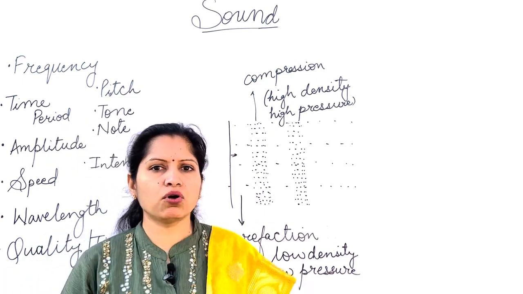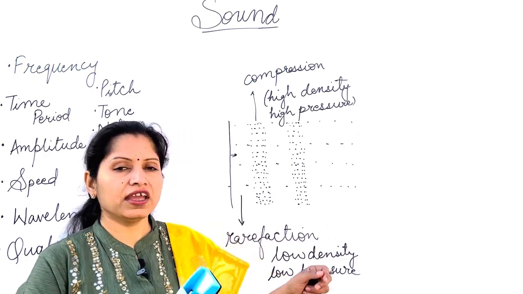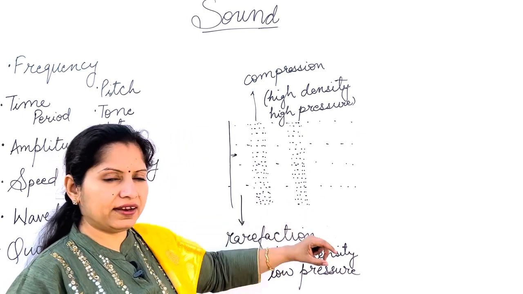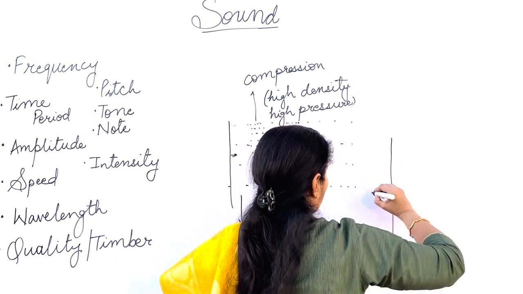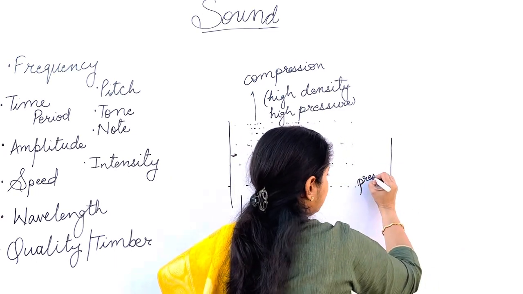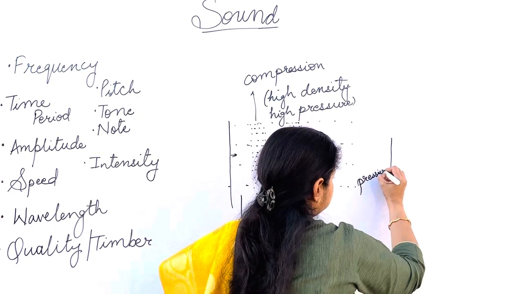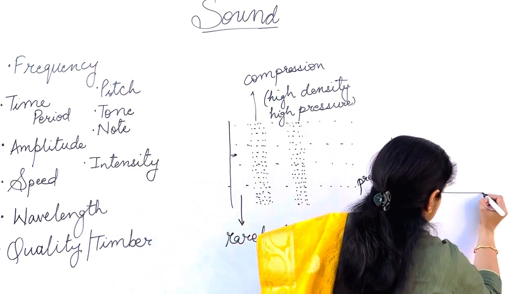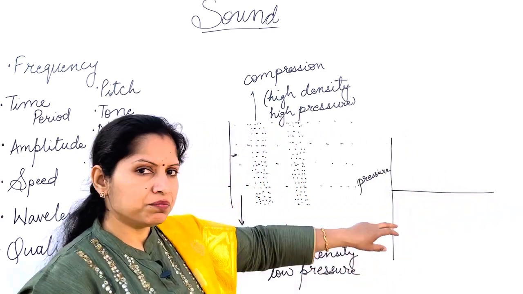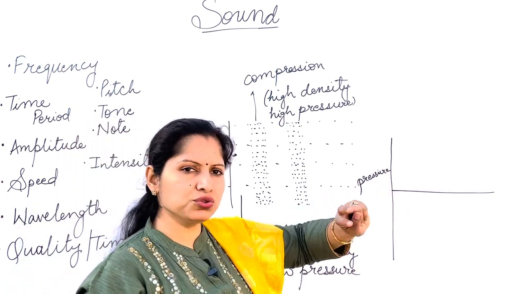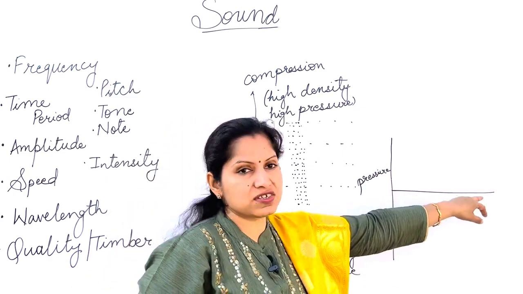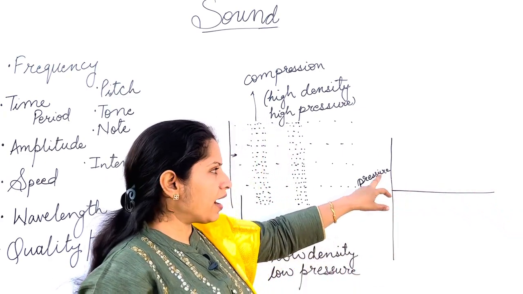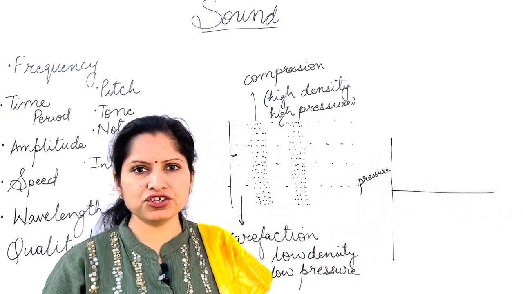Now if we plot this as a graph, showing how much pressure is there, we plot this pressure or density as a graph and we take this as a mean position. Mean position means where the pressure is neutral. When the sound is not there, whatever the pressure is, that pressure is taken as a baseline and we plot the graph for the pressure.